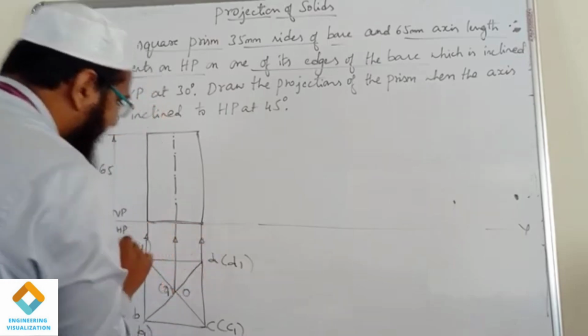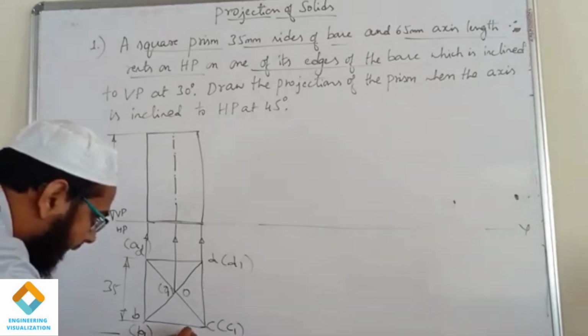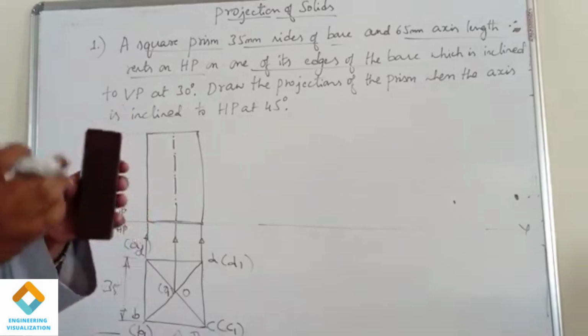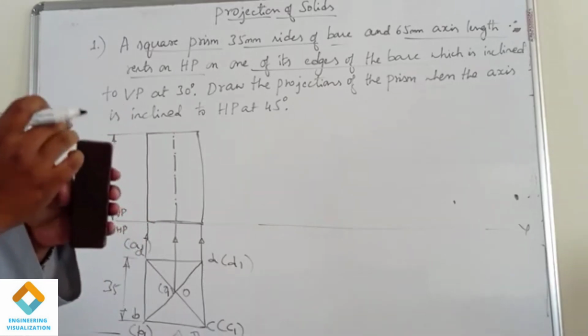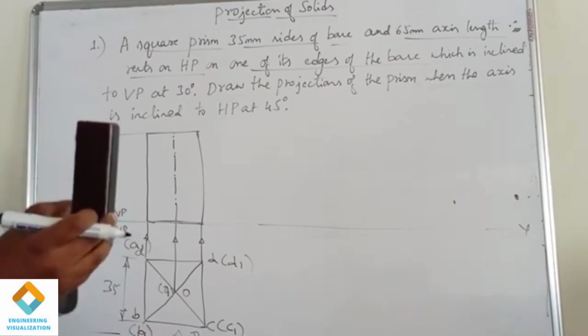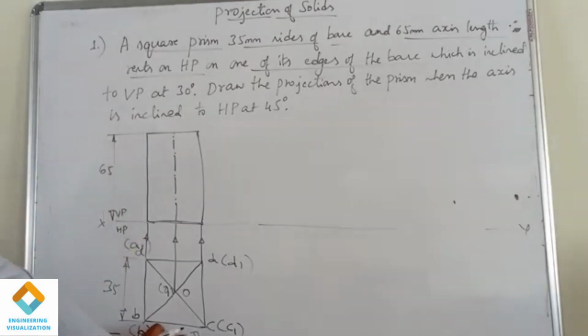Okay. So in the front view, we get a rectangle. Now we have to write the notation of it. From the front view, we can see B, B1, C, C1 visible, but A1 and D1 are not visible, correct? So from the front view we can see these ends B, B1 and C, C1.